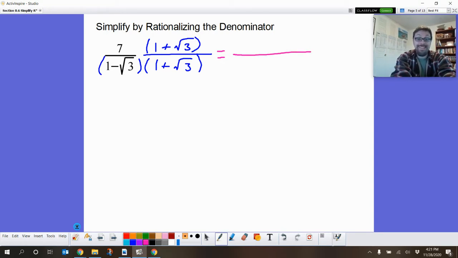So in the numerator, it's easy. You just distribute that thing in there. So you get 7 plus 7 square roots of 3. In the denominator, we need to FOIL.